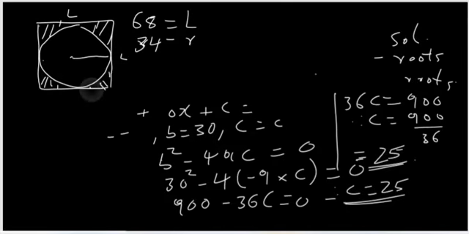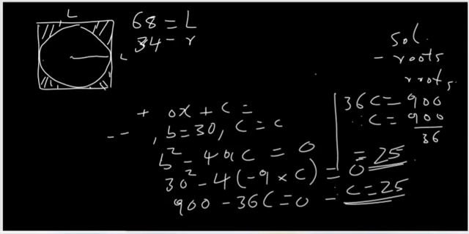How do we get this area? Sorry, not area, volume. We get the volume of the cube, and we get the volume of the sphere. Then we subtract the volume of the sphere from the volume of the cube. That's what we're supposed to do.